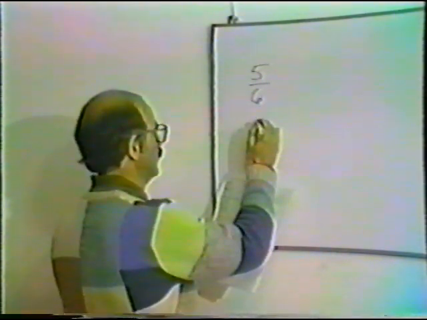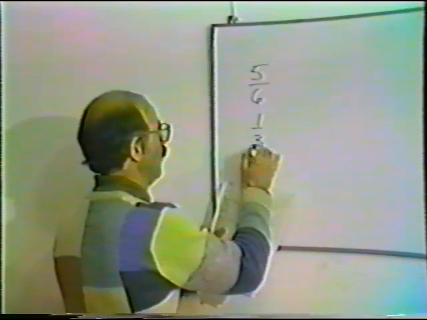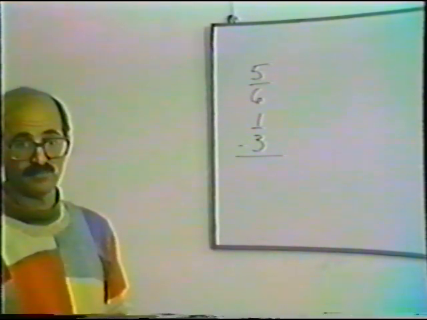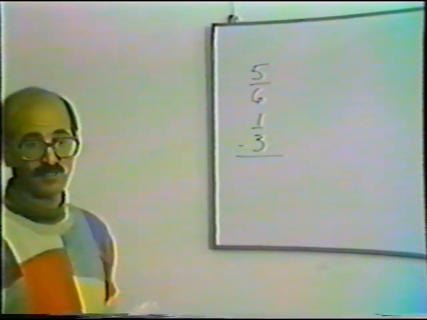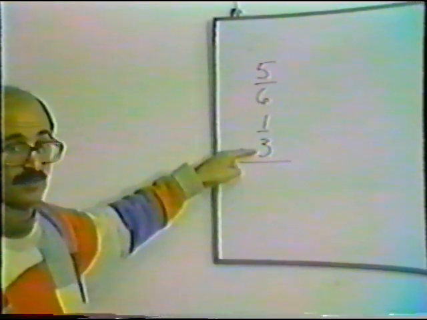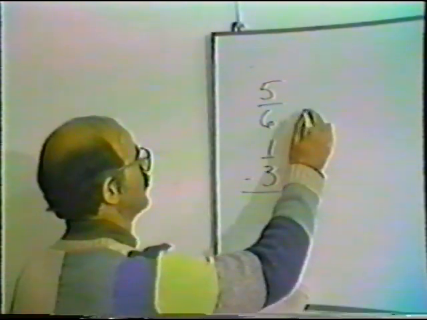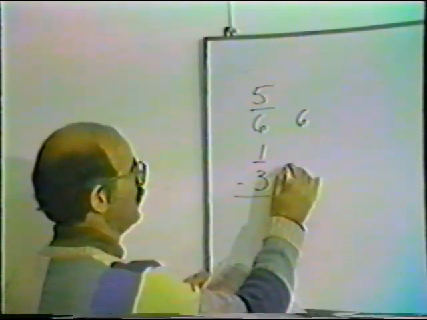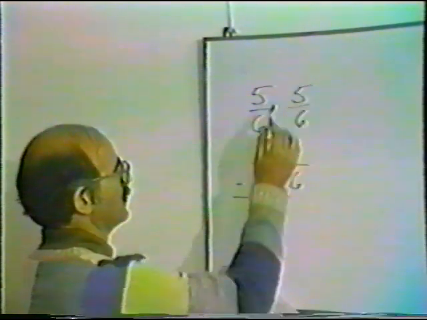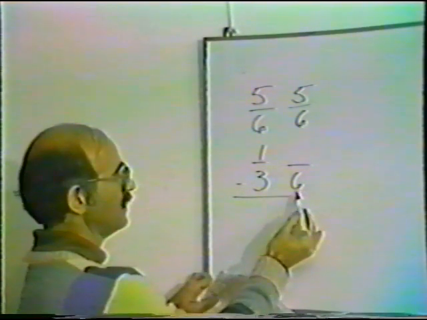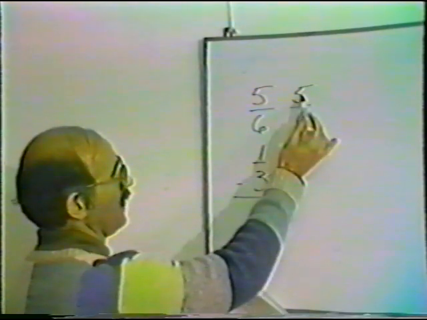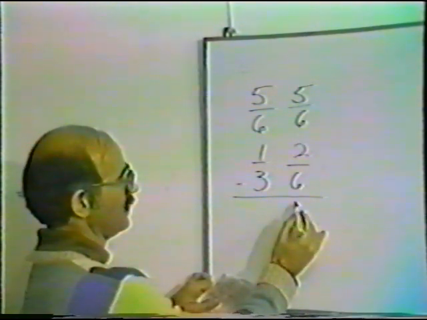5/6 take away 1/3. Like or unlike? Unlike. Which is the largest bottom number? 6. Is 6 good for 3? Yes. So 6 is our new bottom number. 5/6 remains 5/6. 3 into 6 is? 2. Times 1 is? 2. 5 take away 2 is? 3.